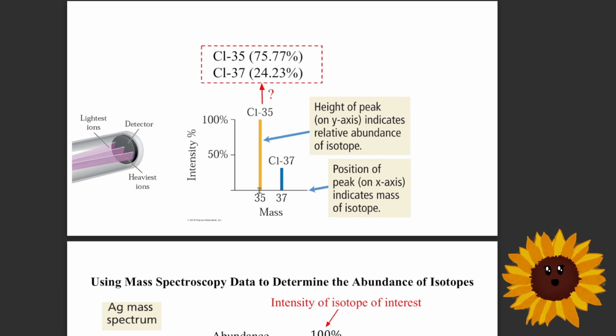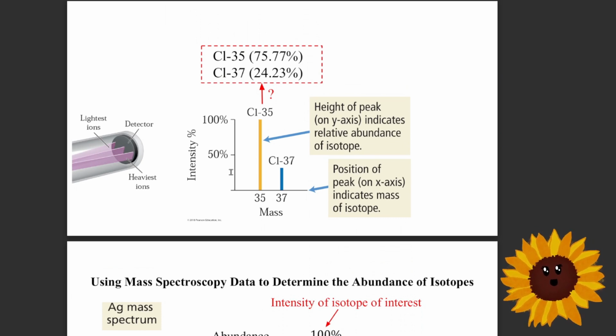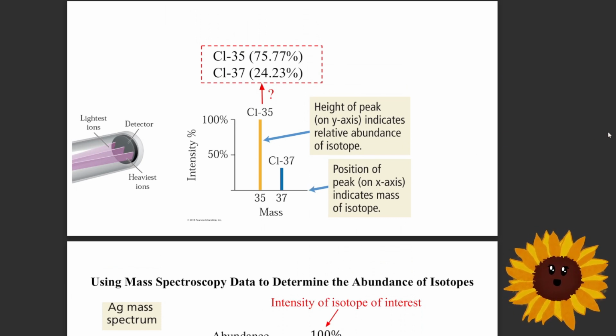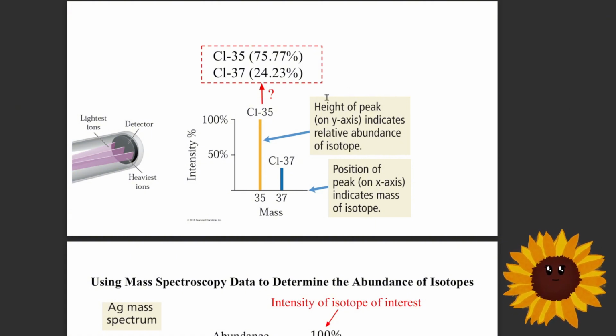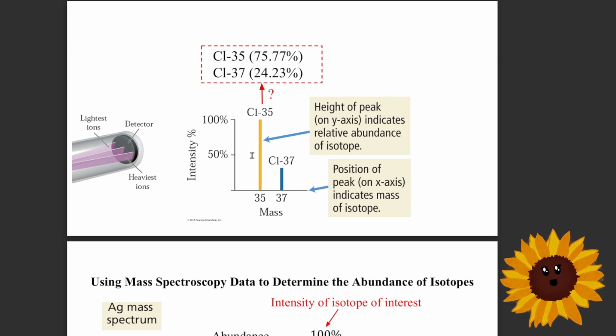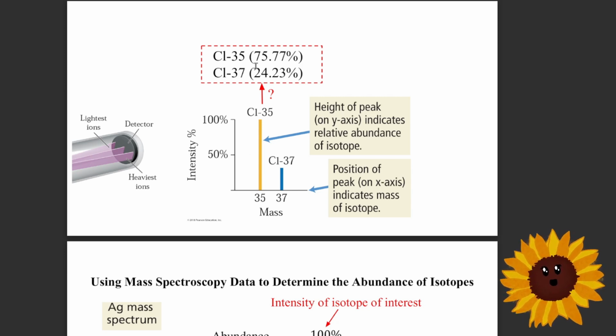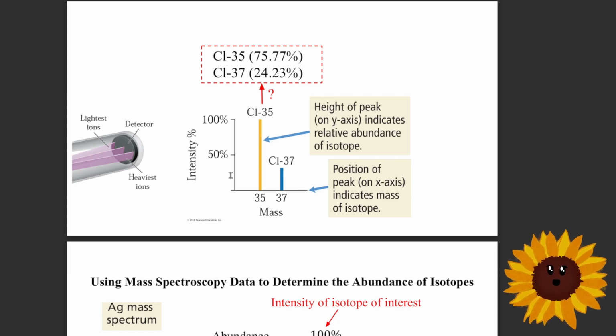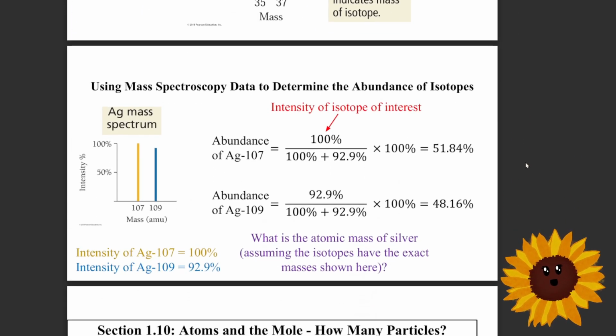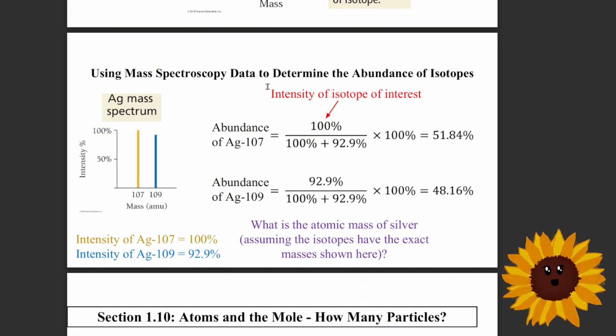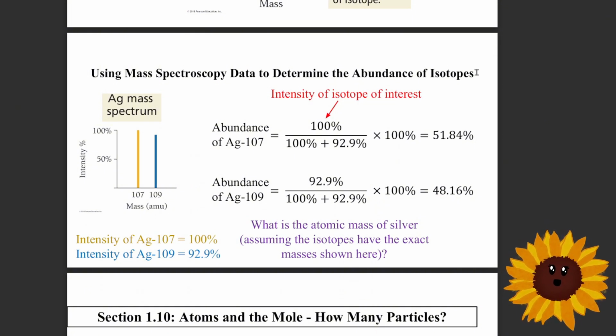So then it'll pop out a graph kind of like this. This is a very, very nice graph. If you look at actual mass spec data, it's not going to be as clean as this at all. But the height of the peak on the y-axis indicates the relative abundance of the isotopes. That's how we know this is our 75.77%. This is an estimation out of 100. The scale is definitely off over here a little bit. And we can see that chlorine 37 is a little bit lower. So now we can use this mass spec data to determine the abundance of the isotopes.